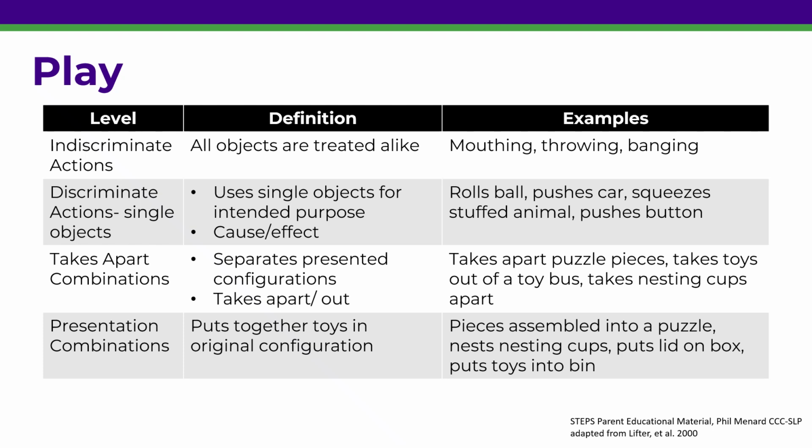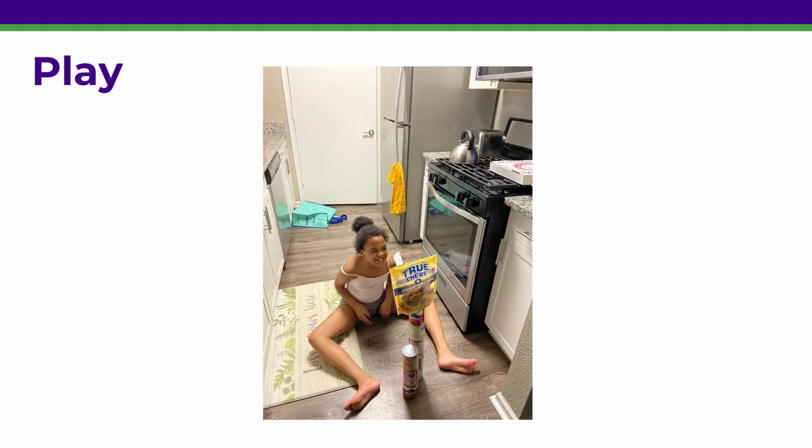The next stage is presentation combination. So that's putting together toys in their original configuration. So then they might start putting those nesting cups together after they see you doing it over and over again. This is a great example of putting several items together, interacting with them to combine them and have that enjoyment.